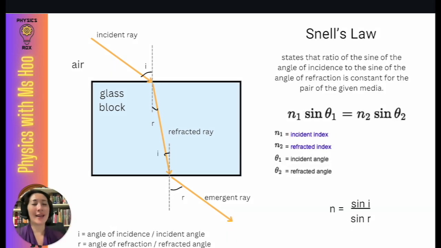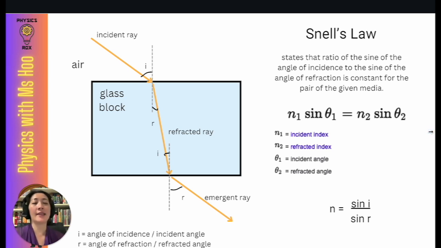Now, before we move on, let's learn about Snell's law. Snell's law is the law from which the refractive index equation was derived. Snell's law states that the ratio of the sine of the angle of incidence to the sine of the angle of refraction is constant for the pair of the given media. When the experiment was conducted back then, they found that the angles of I to R are not constant. What is constant is the sine of the angles, and that's where Snell's law was derived.